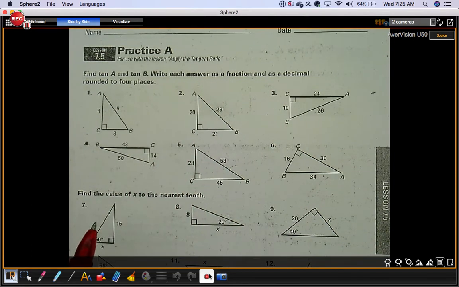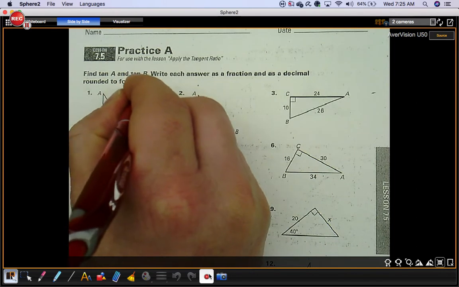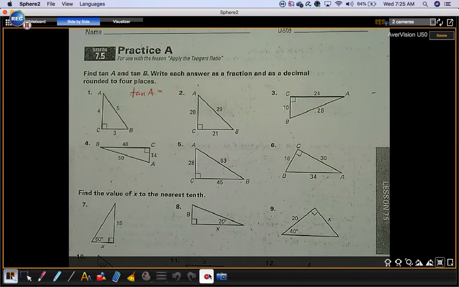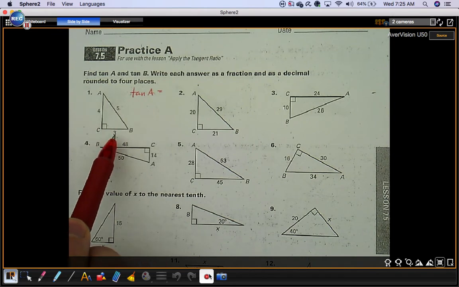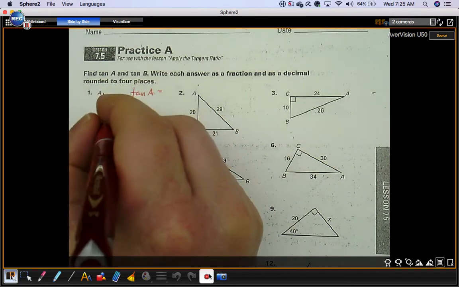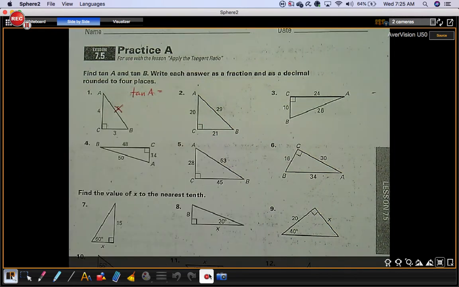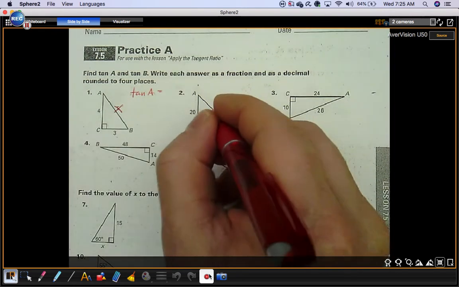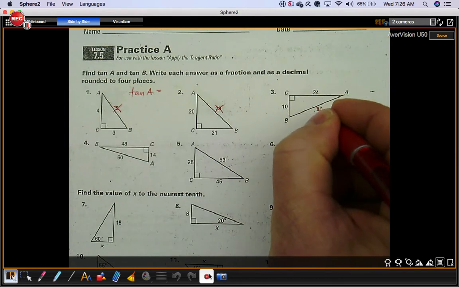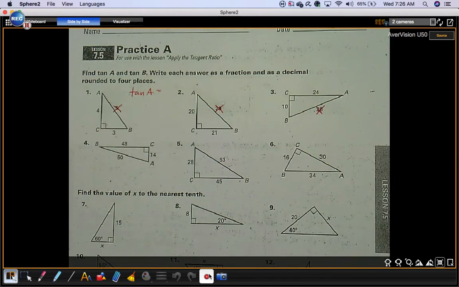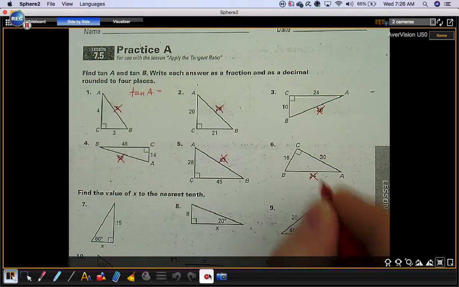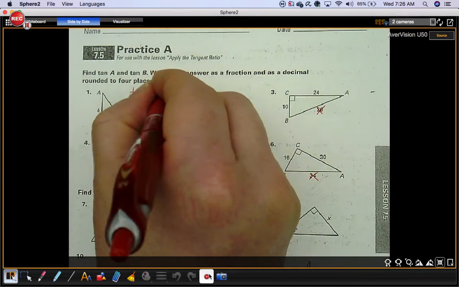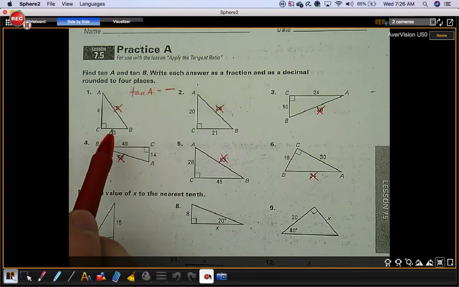So here's number 1. If you want the tangent of an acute angle, like A, tangent is defined as the opposite leg over the adjacent leg. You are not using the hypotenuse when you use tangent. So for all of these, those numbers should not be involved. Tangent of A is 3 over 4. It's opposite over adjacent.